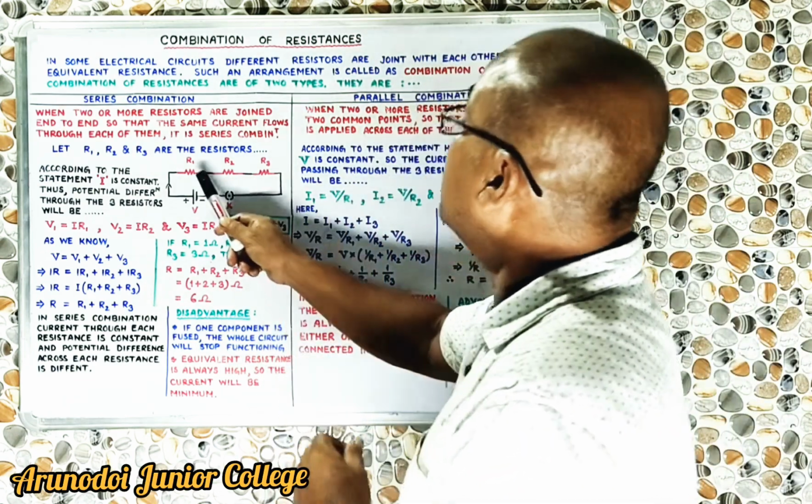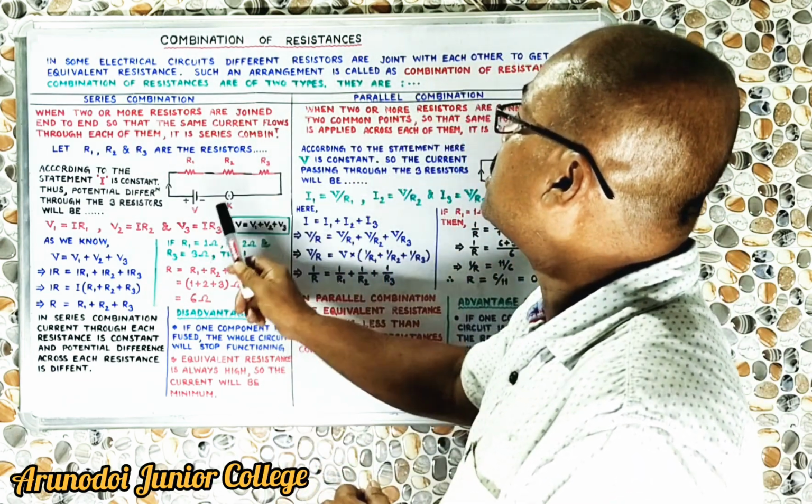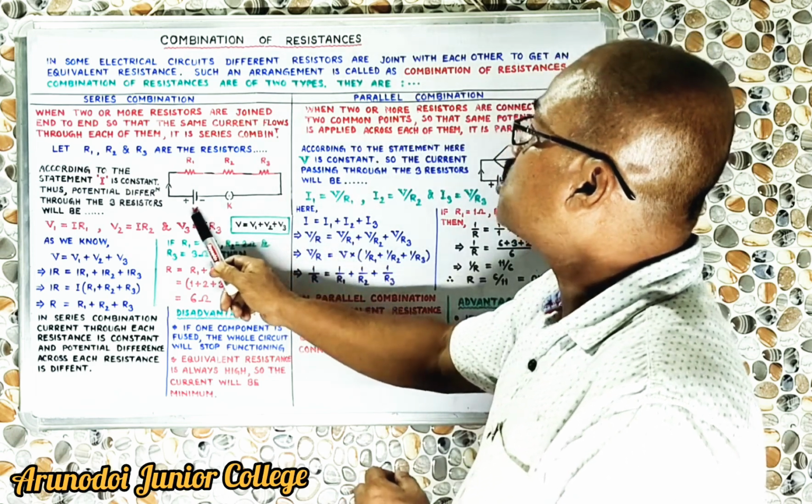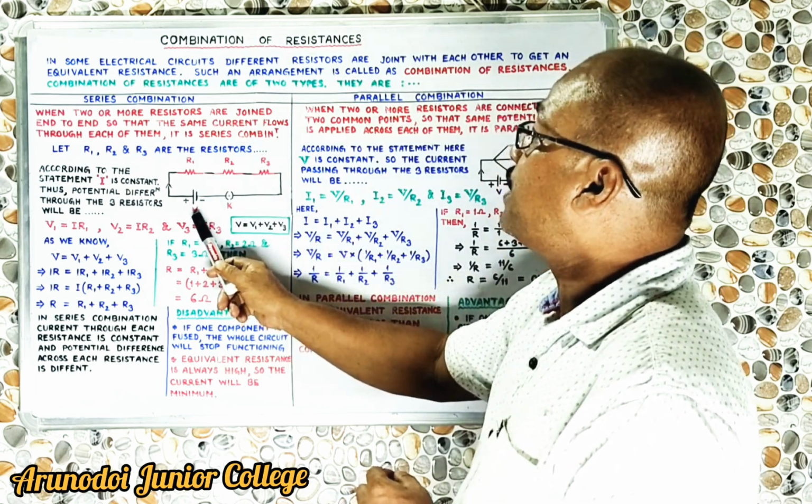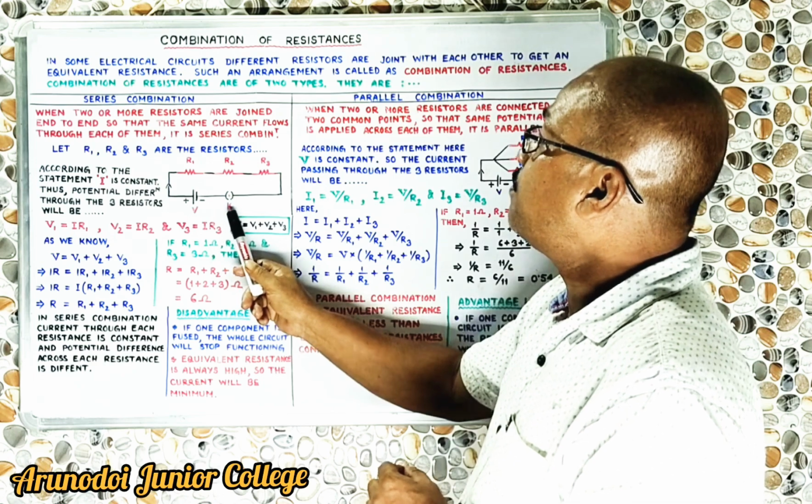Now imagine these three resistors connected in series in this circuit. This is the source of current, that is, potential difference V is applied. This is the plug key K.